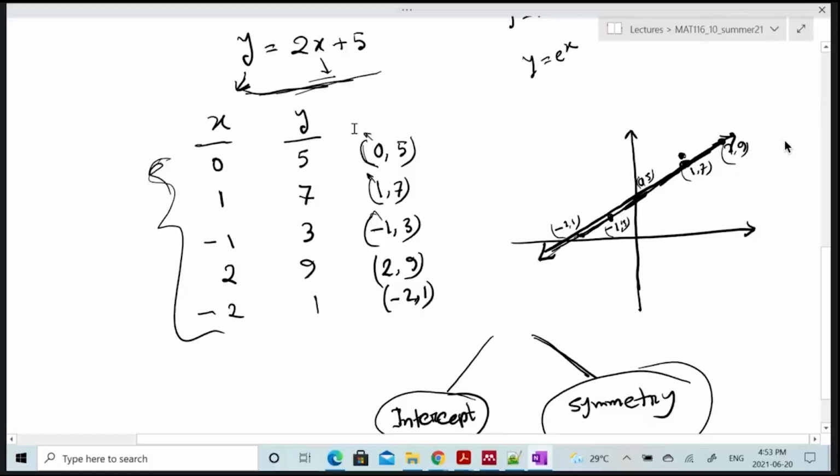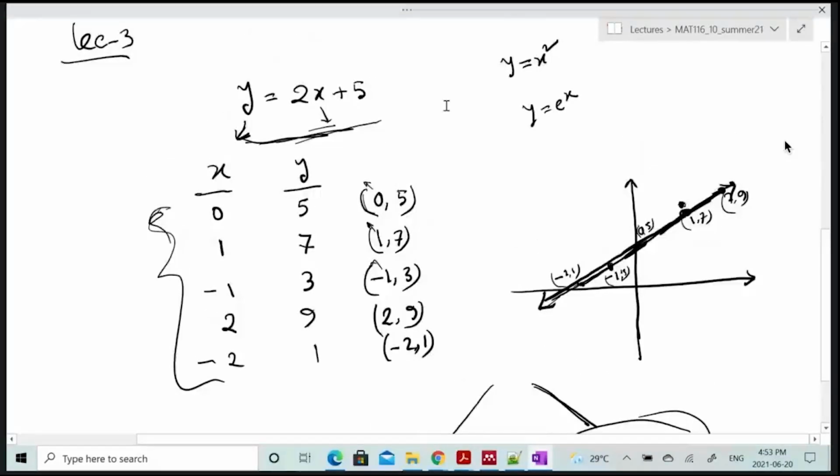We always need points. So now the question is, if I give you the equation y equal to 2x plus 5, and I give you a random point, say (1, 8), I will ask you, can you tell me whether this point (1, 8) is on the graph of the equation or not? The way you can do it is to see whether the point (1, 8) satisfies this equation or not. And how do we prove this?